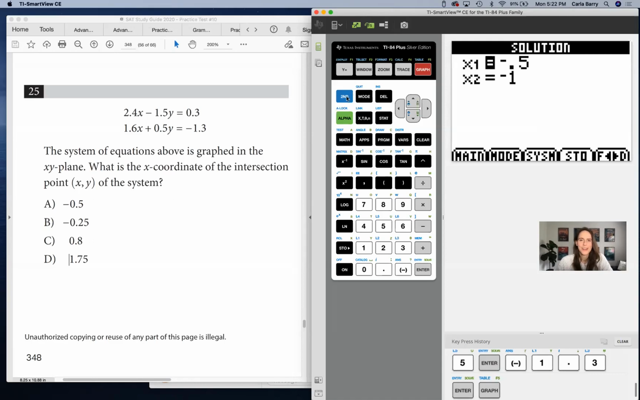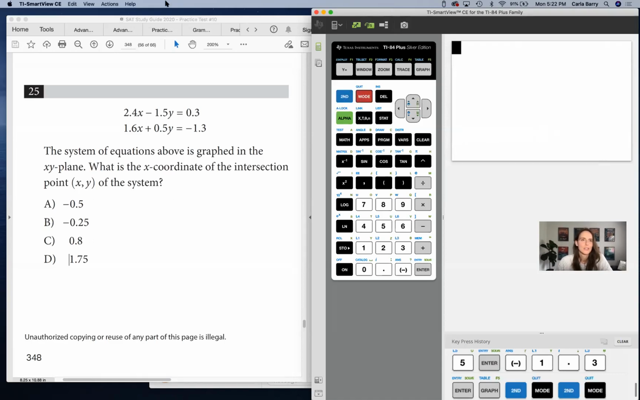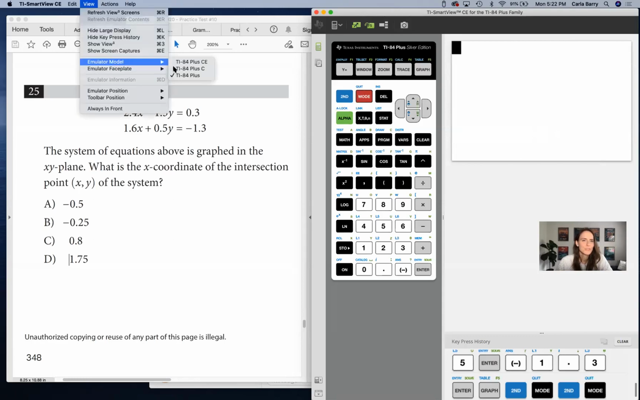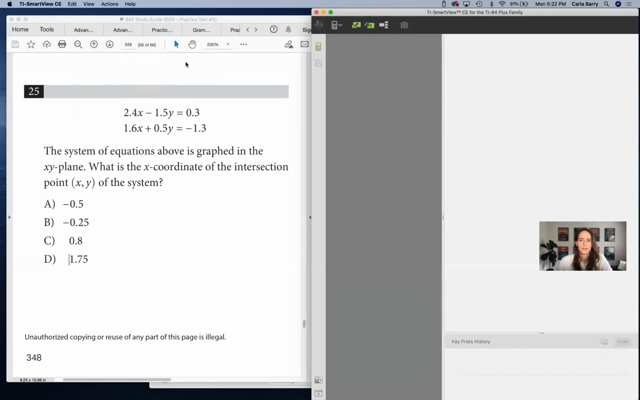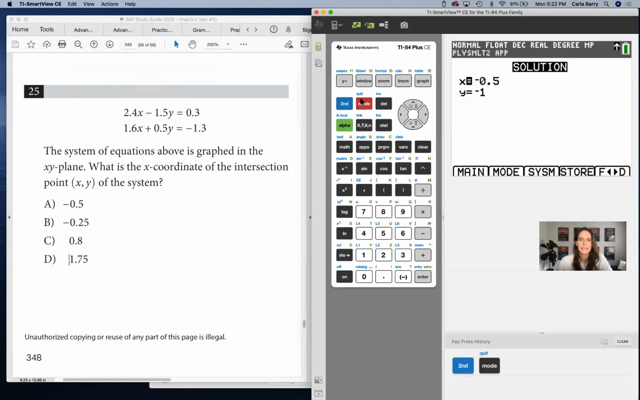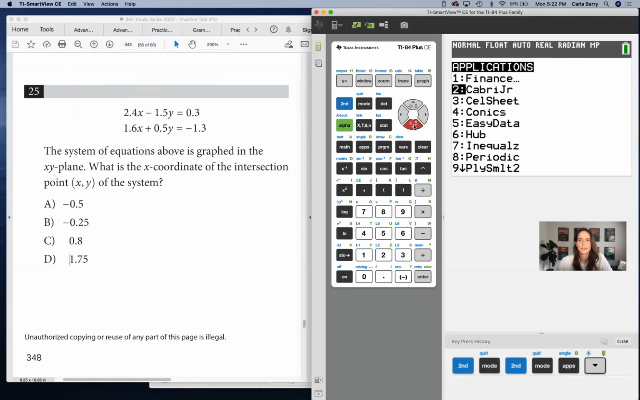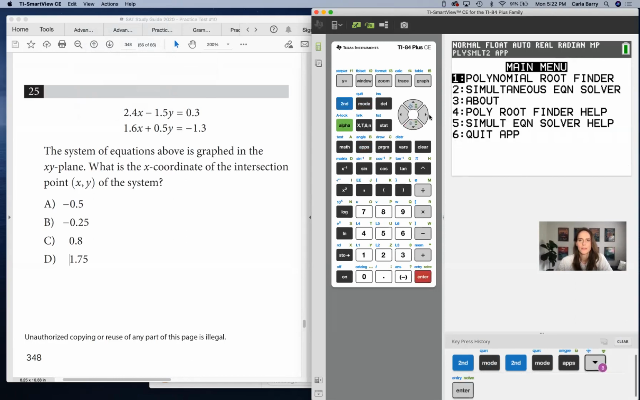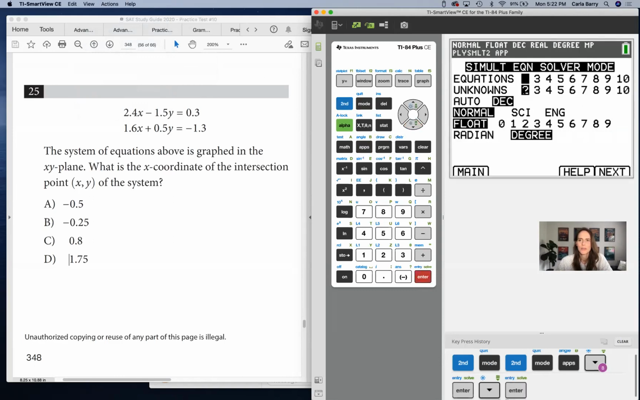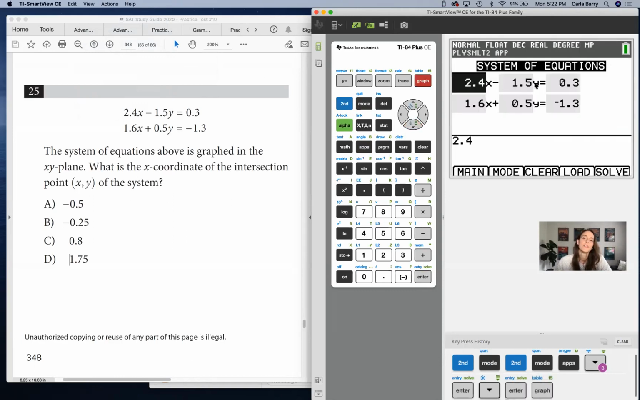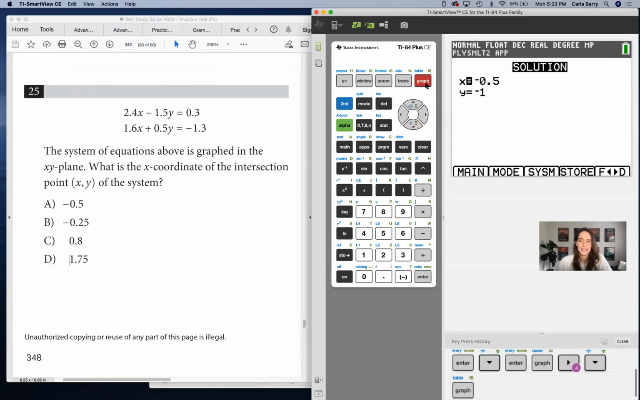Just because I was not recording earlier, let me quit out of this and switch back really quickly to the other model here. On the TI-84 Plus CE, we still just went to Apps and then down to PlySmlt, Simultaneous Equation Solver, 2 equations, 2 unknowns, pressed graph for next, filled in our coefficients, pressing enter after each one, and then to solve it, we pressed graph. So, the exact same thing. And even though I wasn't recording earlier, this luckily was the first question we looked at today. So that's a good catch.